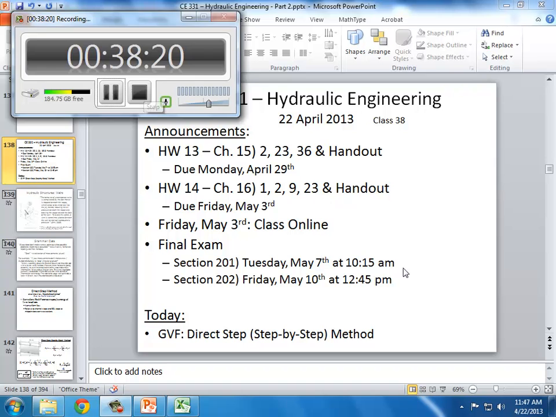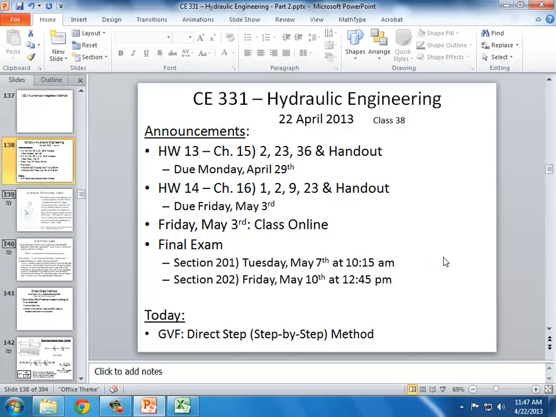All right, looking at the announcements, remember that the next homework you're working on is 13. You've already done the numerical integration method. Might as well solve the problem now while you still remember it. Same with direct step. So actually, you can solve 2 of these problems, and then you'll have the rest of the week to solve the other 2. All right. See you on Wednesday.